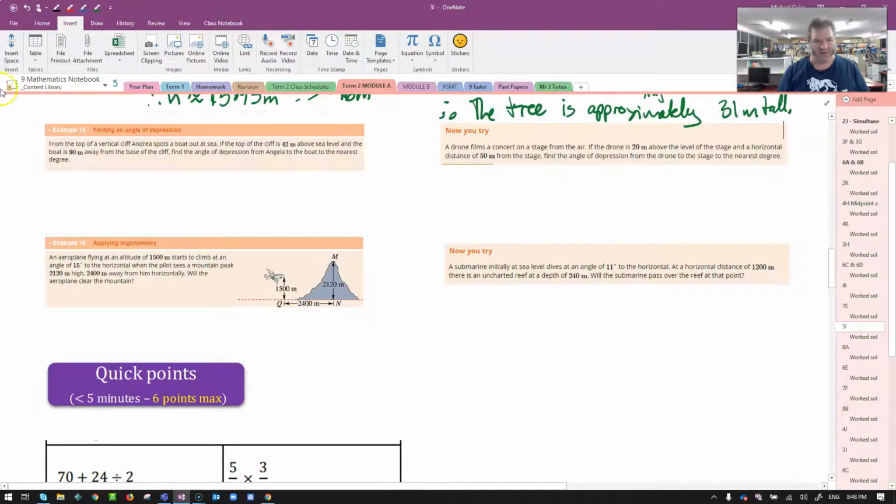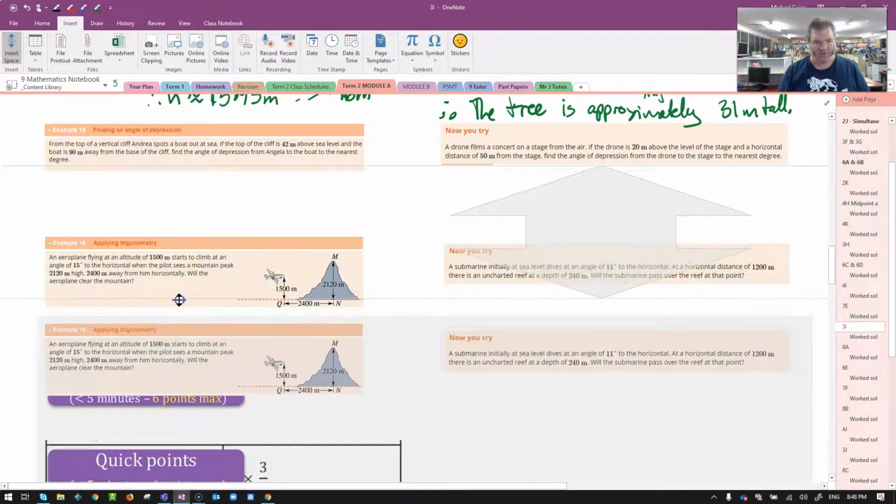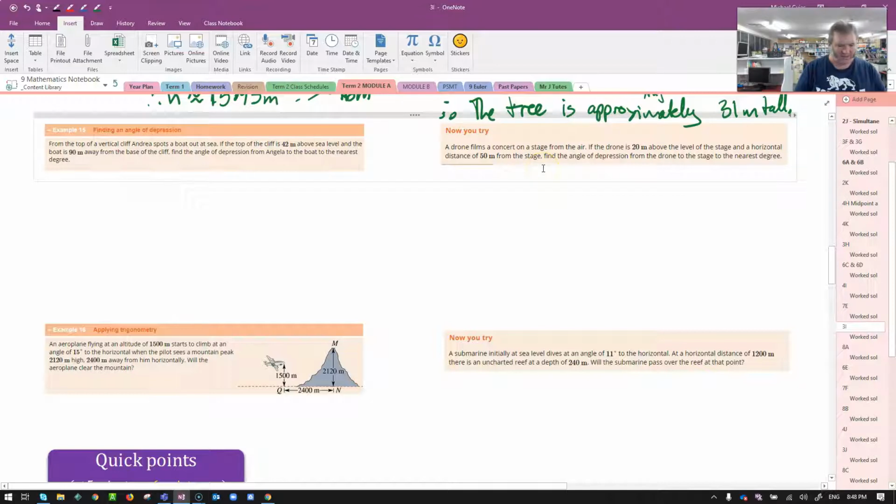Couple more here to try. They're not going to be any different. It's just going to be doing the same thing over and over again. I will work through 15 and then I'll give you a chance to try the others.